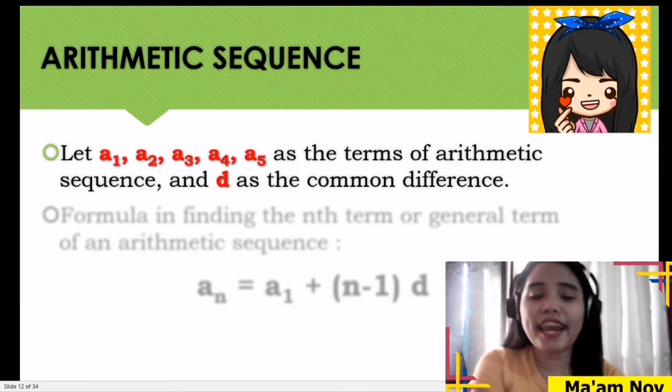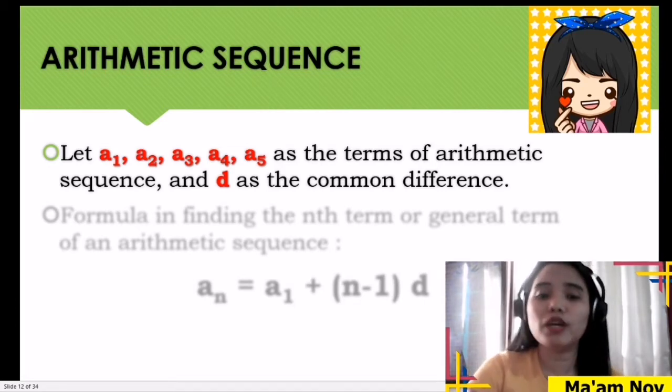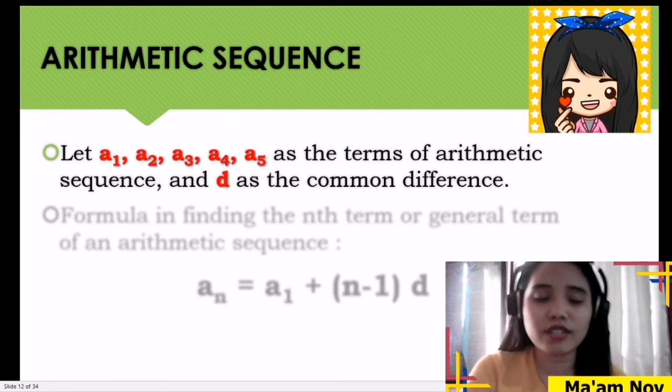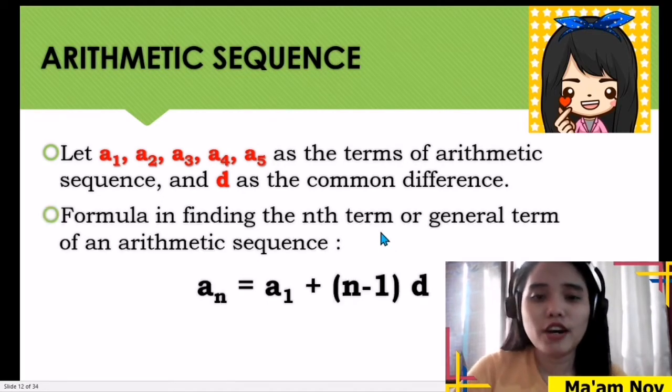So, let a sub 1 to a sub 5 be the terms of an arithmetic sequence and d be the common difference. So, this is now the formula of an arithmetic sequence.